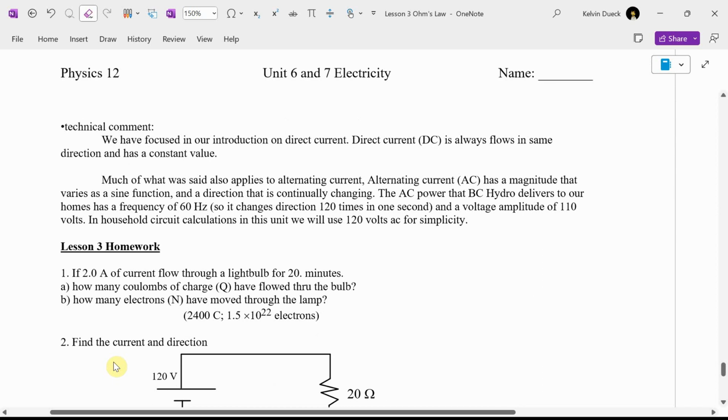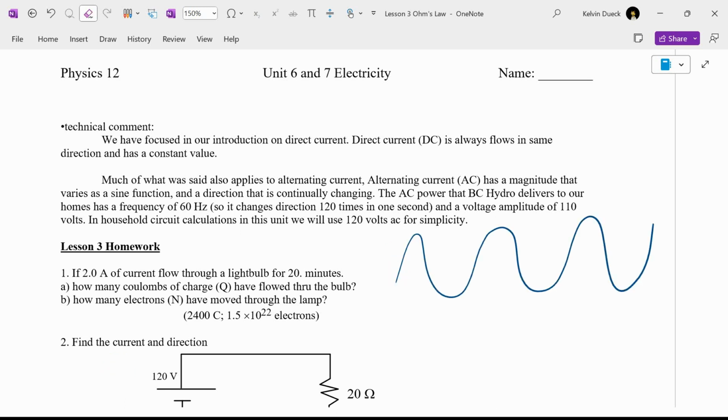Last comment. We've been focusing on DC, direct current. The stuff that comes out of power outlets is AC, alternating current. It's actually a sine wave that looks like this as a graph. That's because it's way easier to generate or create electric current in alternating form. Everything that I teach you for DC also works for AC. There's a few other things for AC that make it a bit trickier.